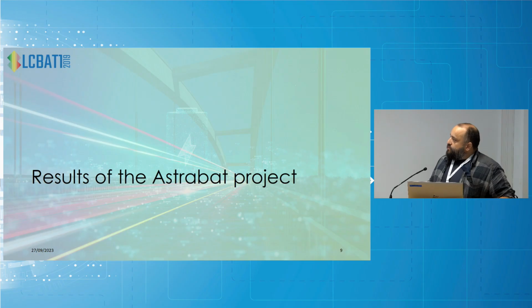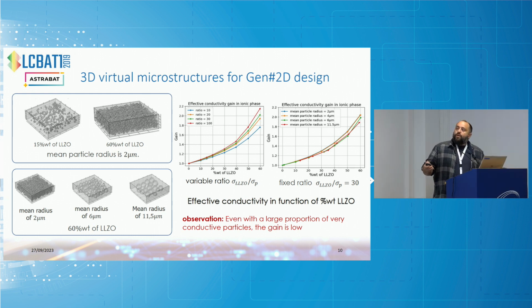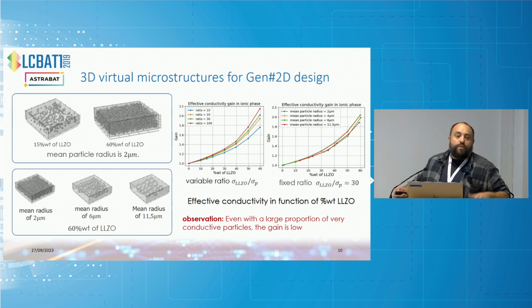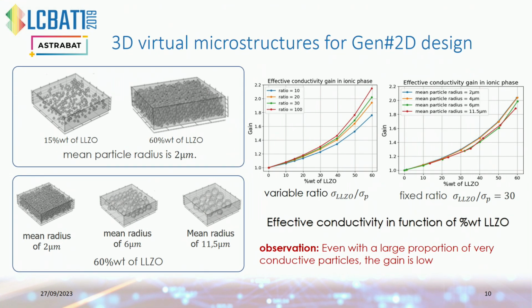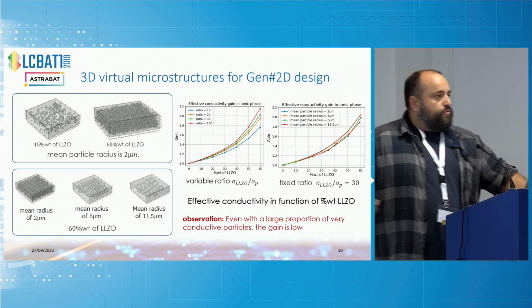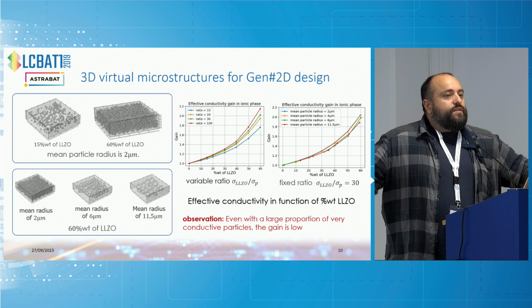Concerning the results, we try to model a block of polymer material, and we put into this block spherical particles of ceramic in this first study. For example, here we try to modify the quantity of ceramic. So we take LZ0 and we have the same radius of particles, and we modify the quantity of particles. And in this simulation, we have the same quantity of LZ0, but we don't have the same radius of particles.